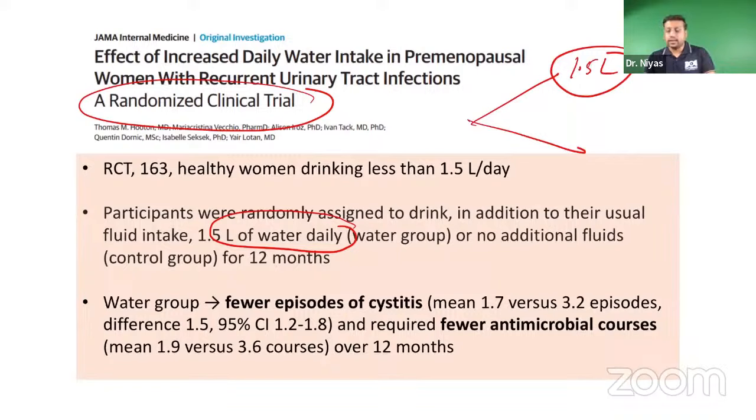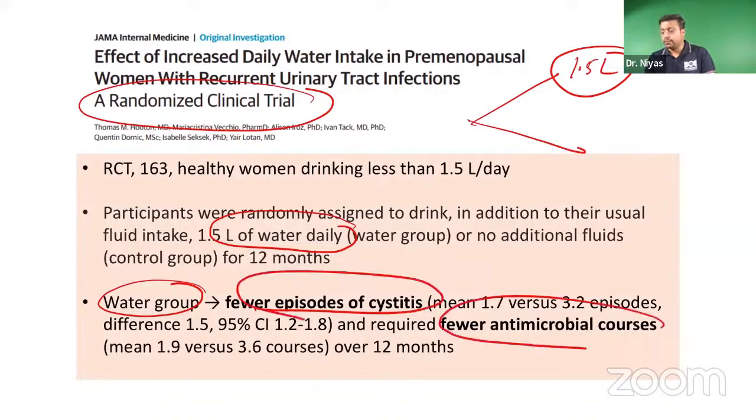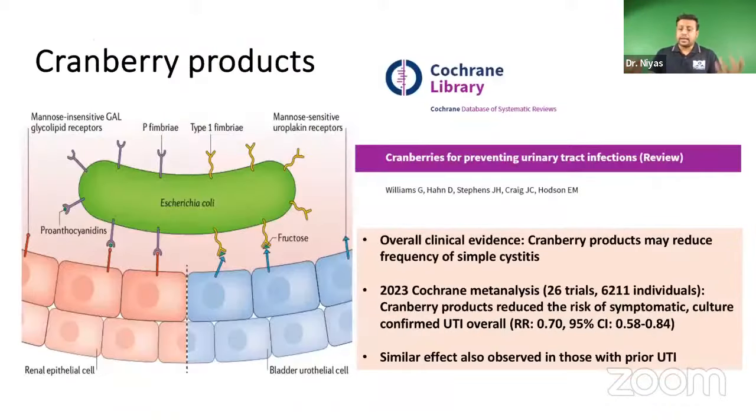And what they found was that the group with additional water intake had fewer episodes of cystitis, and they required fewer antimicrobial courses. So what does that mean? You can tell the patient to take additional water. Drink plenty of water, up to 3 liters or something like that, 1.5 liters in addition to what they are usually taking. Second, cranberry products.